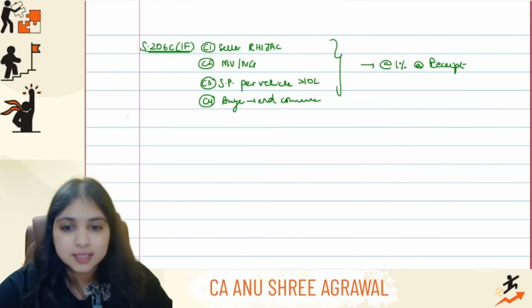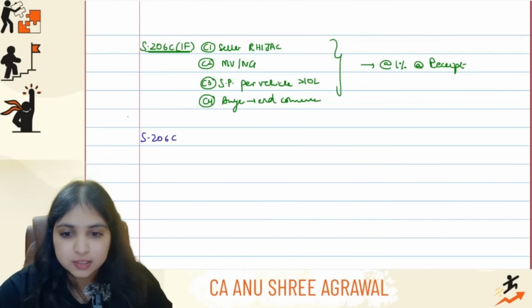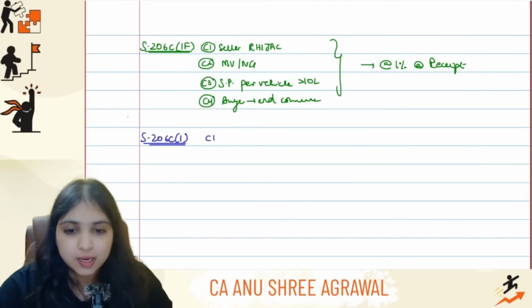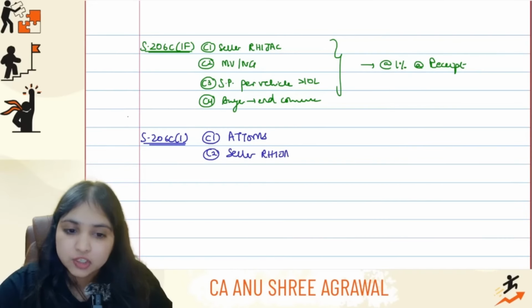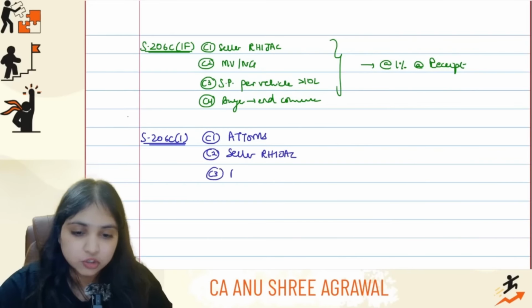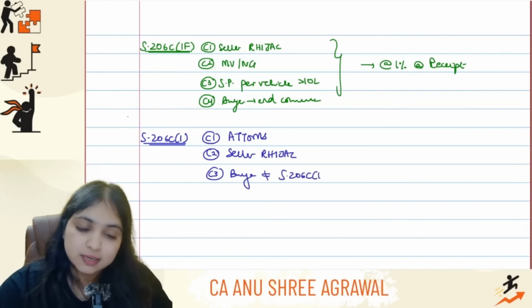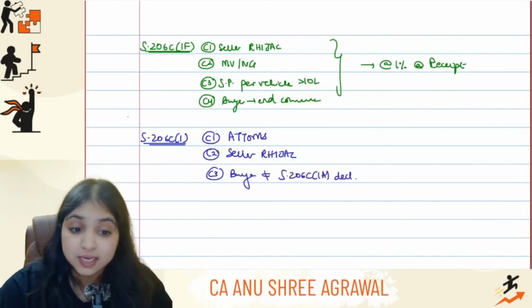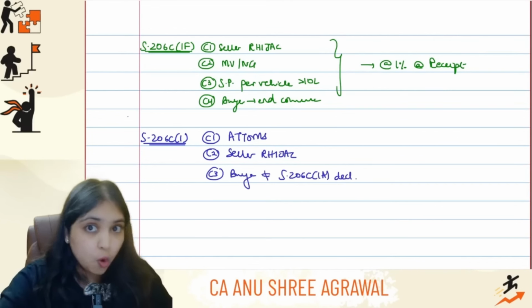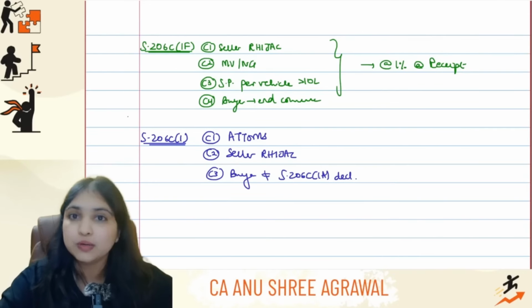Then after this, our second TCS section was section 206C1. So in this section, we had 3 conditions only. Condition number 1, what kind of goods are we talking about? ATOM. Then condition number 2, the seller is an ATOM seller. And condition number 3 is that the buyer should be a person who has not given section 206C1A declaration. Because if he gives this declaration, then no TCS at all. No TCS under any section will apply, no TCS at all.